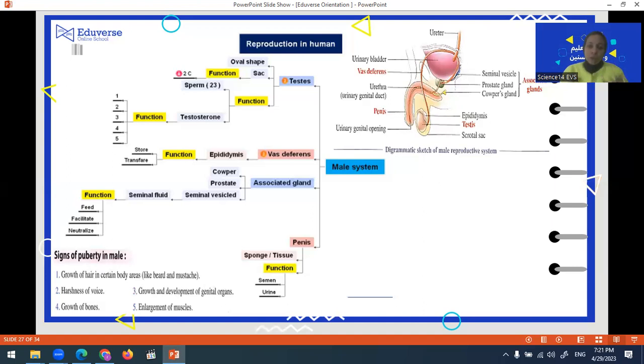This seminal fluid will neutralize the urine effect inside the urethra, so the sperm can move inside the urethra without any effect on it. And the last part is the penis. The penis has a sponge-like shape, with the urethra moving inside it. And here the semen is collected and secreted through the opening, which is called the urinary genital opening. The urine also comes from the same opening, but never ever at the same time.